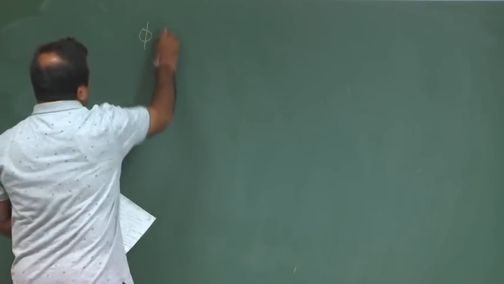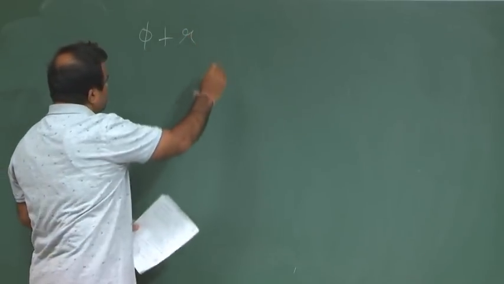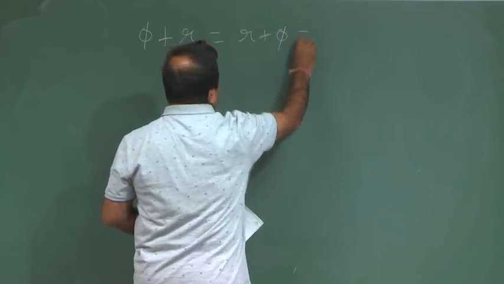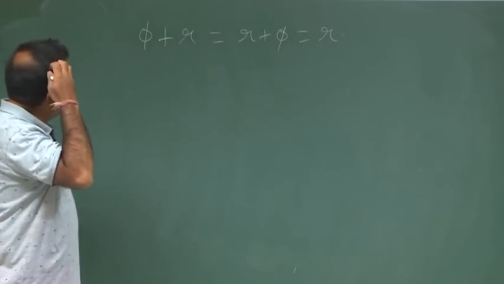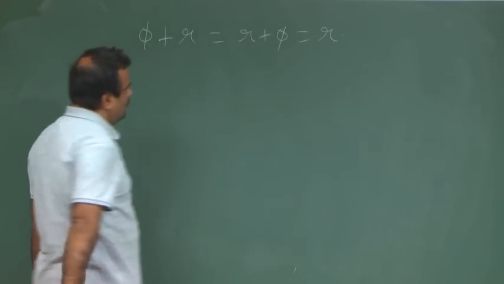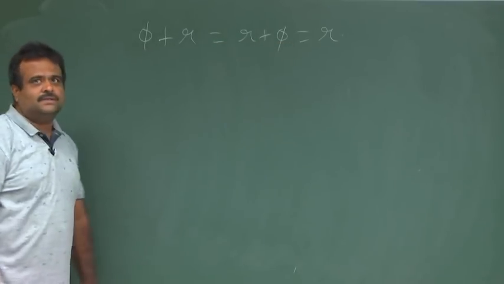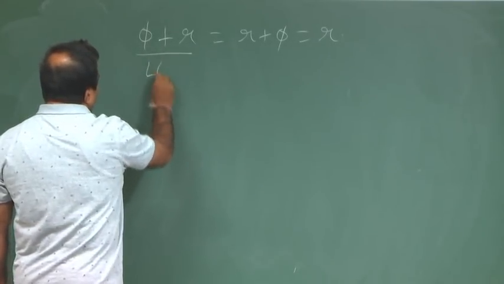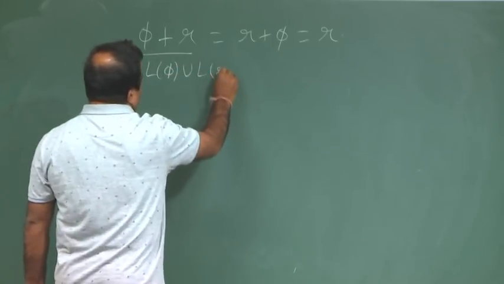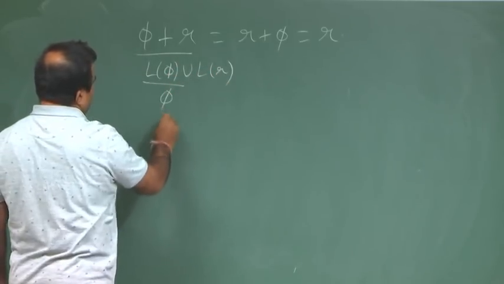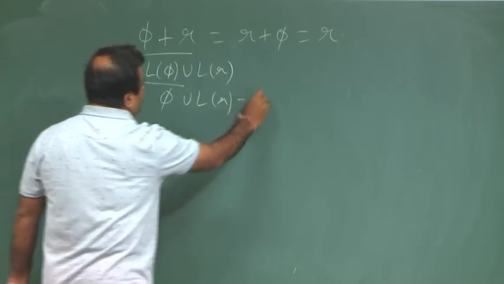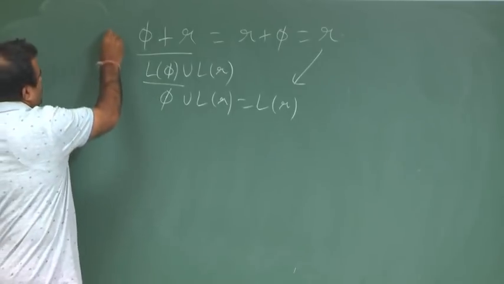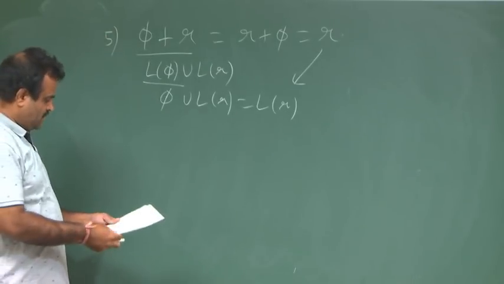Okay, so, phi plus r is the same as r plus phi. Anyway, plus is commutative, we know, but the only thing we need to show is phi plus r is r. How to show this? This is also easy, because what is the language corresponding to this? It is this union this. Now, what is this? This is phi union L of r. This is basically L of r, which is the same as the language corresponding to r. So, this is another property which is straightforward.